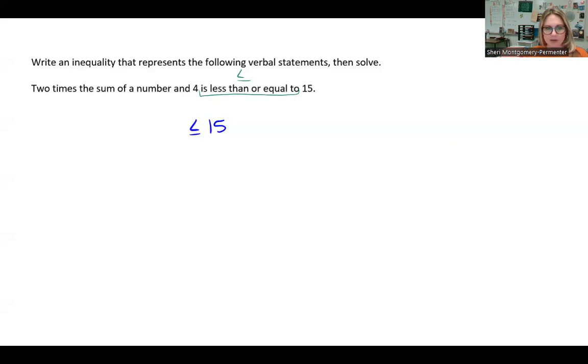This says we have a sum. I know that it's addition. The sum of a number and 4. So we have a number, you could call it X, and 4. Then it says 2 times that. So 2 times this sum. So 2 times all of that stuff.